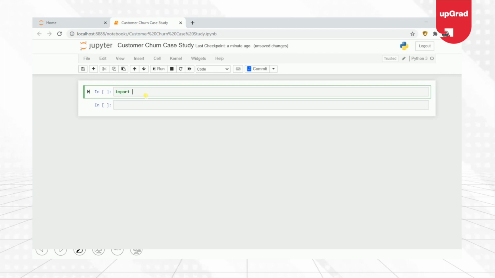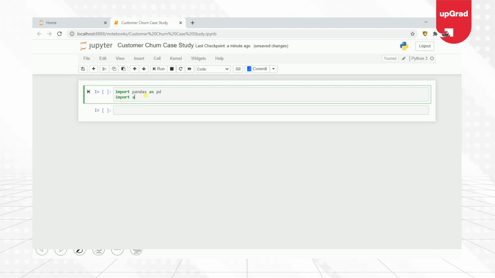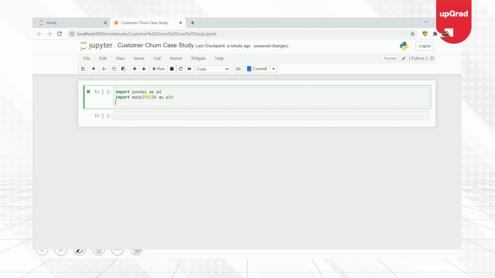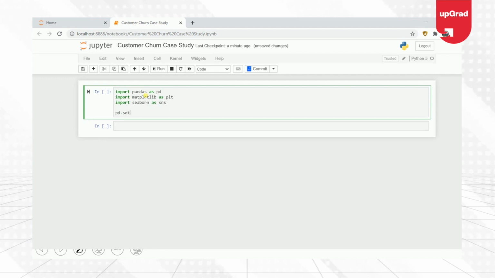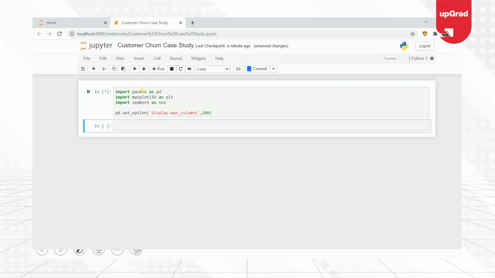The libraries which are required are pandas, matplotlib, and seaborn. Let us do some configurations here which will make us understand the output properly. All right. So we have loaded the required libraries here.